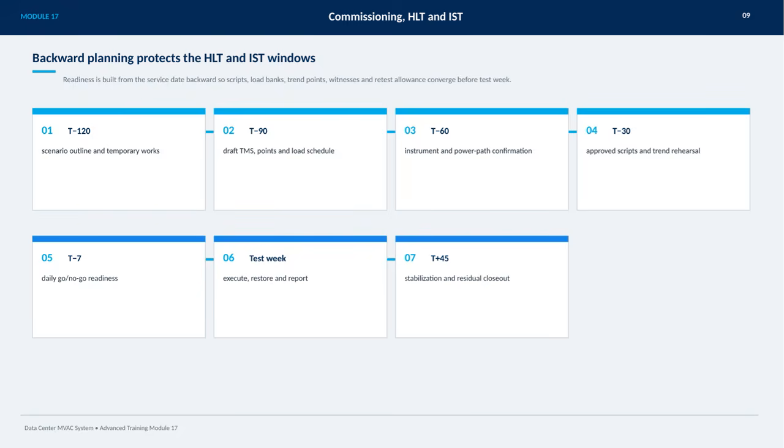Then, by T-30 days, we have approved scripts and perform trend rehearsals. Moving closer, at T-7 days, readiness is checked daily with a go/no-go decision. During test week, we execute tests, restore systems, and compile reports. Finally, at T+45 days, stabilization takes place alongside closing out any remaining issues. This structured approach ensures a smooth and well-coordinated commissioning process.